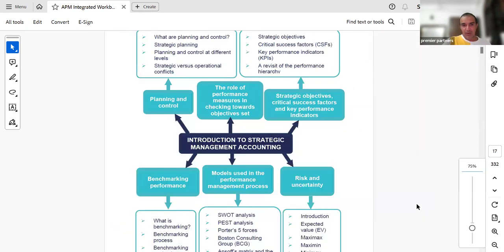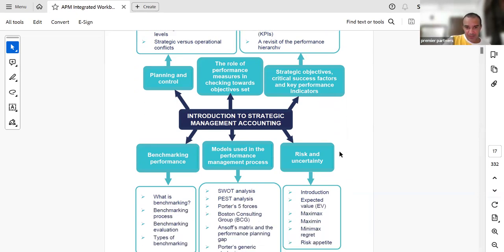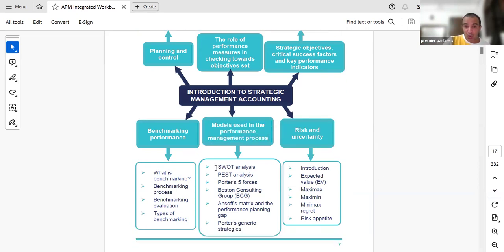So in this particular chapter, look at the amount of areas we need to look at. Planning and control, role of performance measures in moving towards the objectives set, strategic objectives, critical success factors, and KPIs. All three are always linked. Then benchmarking performance and models used in performance management. You need to know all these models: PEST, Five Forces, BCG matrix, Ansoff. Then Porter's generic strategies, right? Remember I asked you, do you know the theory? Do you know the advantages, disadvantages? Yes, you need to have absolute clarity, right? Then introduction to risk and uncertainty, expected value, maximax, maximin, minimax, and risk appetite. Now, these are things that you learn in F2 and F5. Same theory, but the way you apply it in APM is very different. It's more at an advanced level, how you tackle the questions.